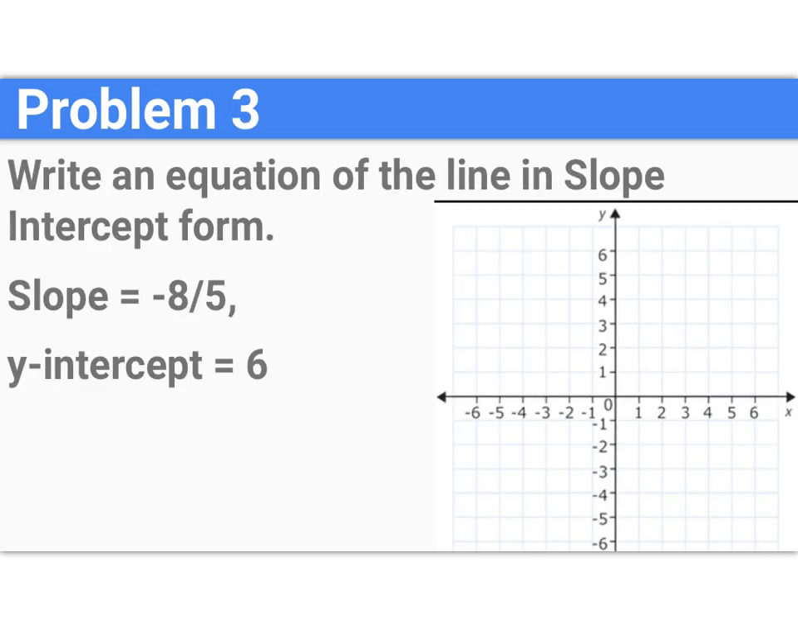Our next example. Okay, write an equation of the line in slope-intercept form. Slope is -8/5. y equals -8/5 x plus 6. So they want us to go down 8: 1, 2, 3, 4, 5, 6, 7, 8, and over 5: 1, 2, 3, 4, 5. And our line will look something like that.